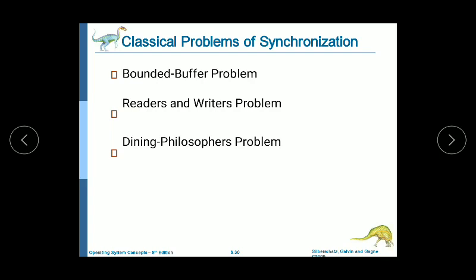Here, there are three problems: bounded buffer problem, readers and writers problem, and dining philosophers problem. As we discussed the bounded buffer problem and readers-writers problem in the first module, I will skip those two topics now. You can study the textbook, notes or PPT for those two topics. I will directly go to the dining philosophers problem, which is a very important classical problem of synchronization.